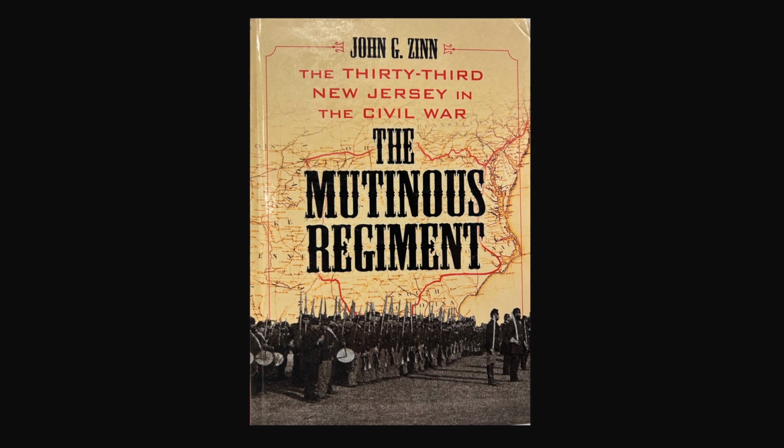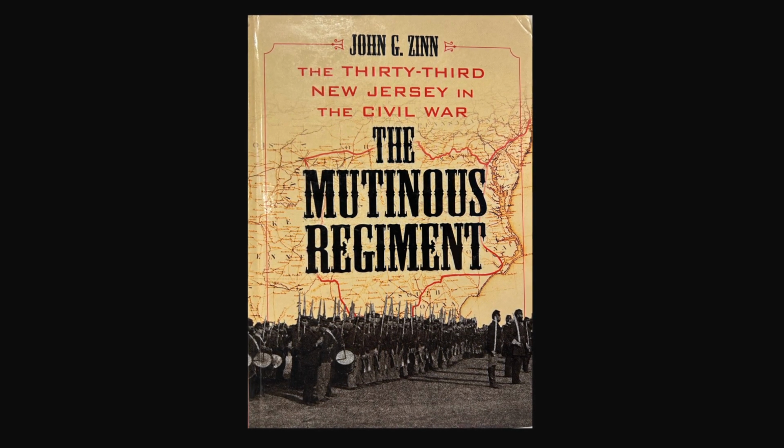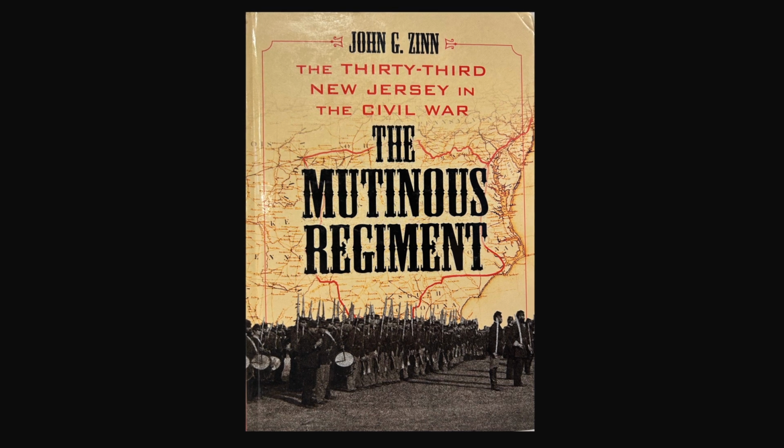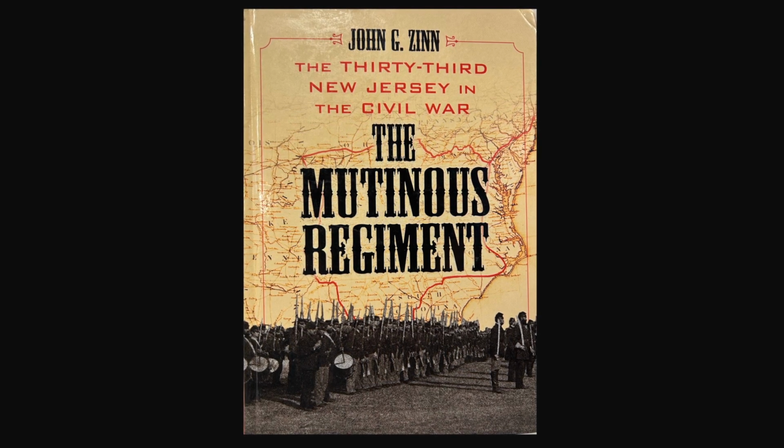And if you want to narrow it down more, you came upon this book right here. Tom, can you tell our viewers what the name of this book is? The Mutinous Regiment, the 33rd New Jersey in the Civil War. So this is just about the 33rd Regiment. Two of the people I researched were in that regiment, and that's really based on the regimental historian's work. Many regiments will have individual books like that, and this is just one that we have here. Just one regiment. That really narrows it down for the research. It gives you a vast amount of knowledge.